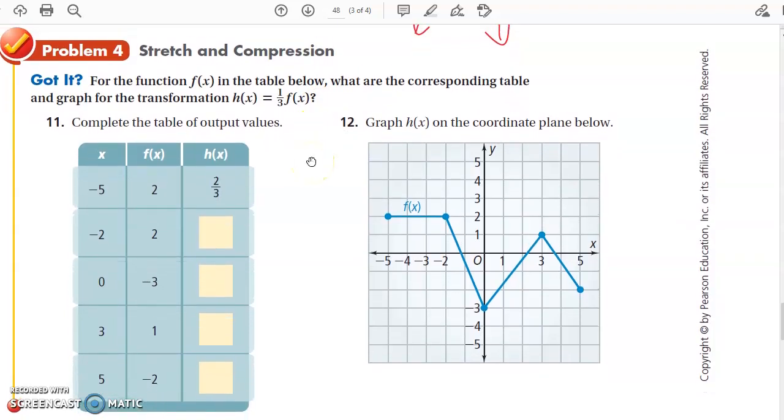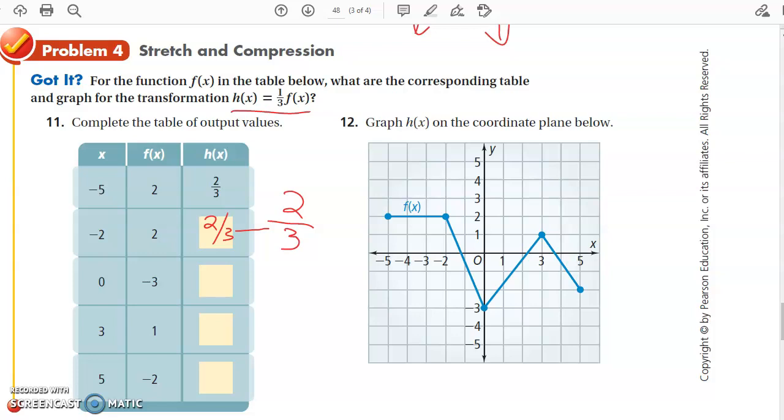So here we go. For the function f of x in the table below, what are the corresponding table and graph for the transformation h of x equals 1/3 f of x? Right here. So let's put them in a graph. You put in 5, -5 for x. What do you get? You get 2 and 2/3. Here you get -2. You get 2/3 again. I hate letting fractions like this. Should be like this, but I try to fit in that space.